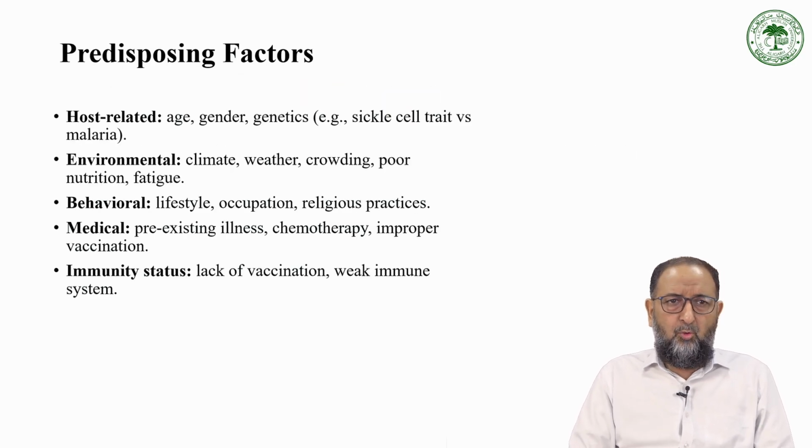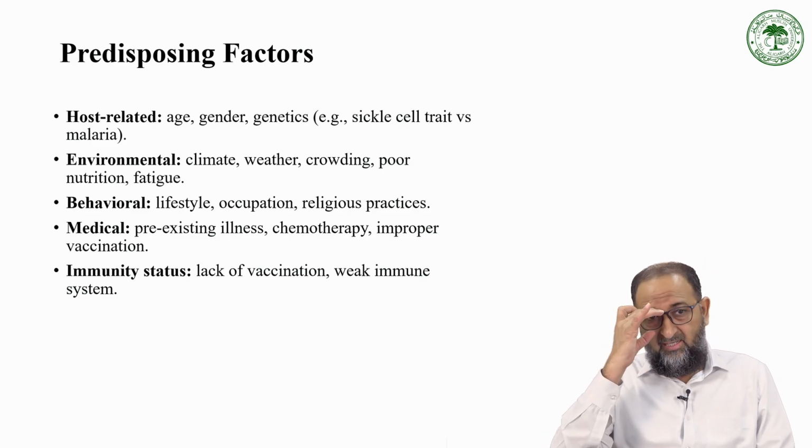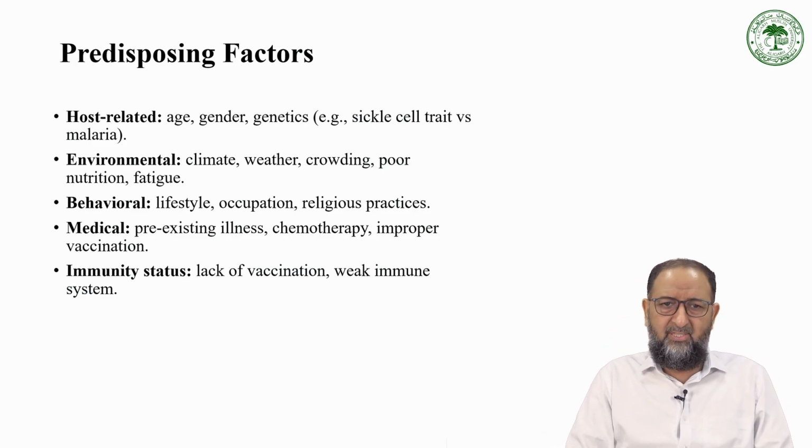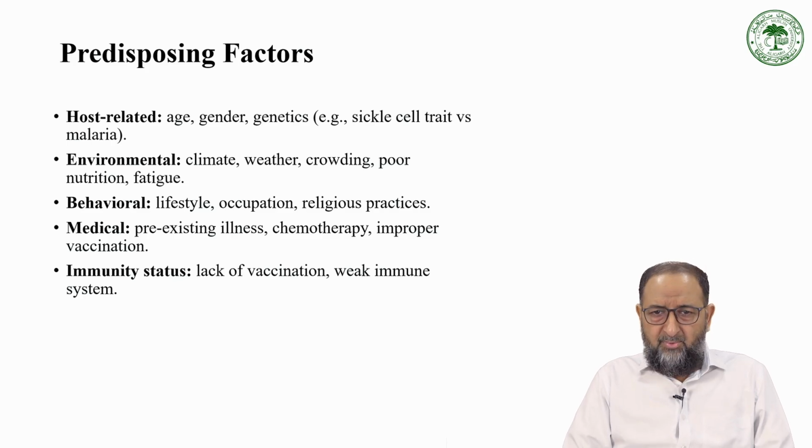Then we have host-related factors: age, gender, genetics, like sickle cell trait versus malaria. These are predisposing factors, along with environmental, behavioral, and medical factors and immunity status. For example, lack of vaccination or a weak immune system may cause disease. Then we have pre-existing illness, where a secondary infection is already present, such as in chemotherapy. Improper vaccination may also cause this problem.